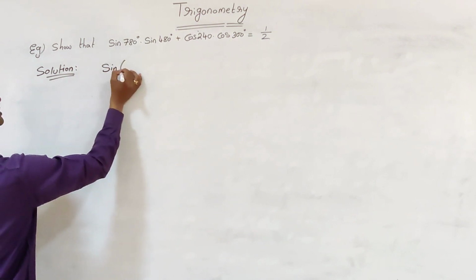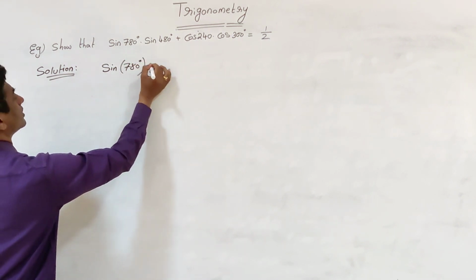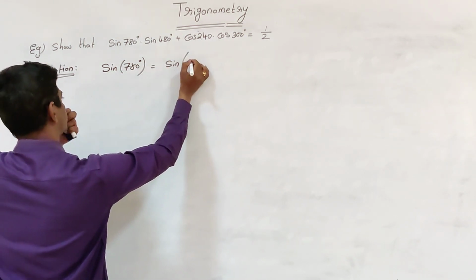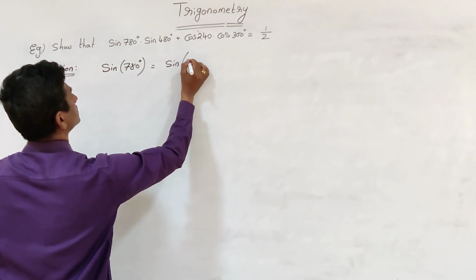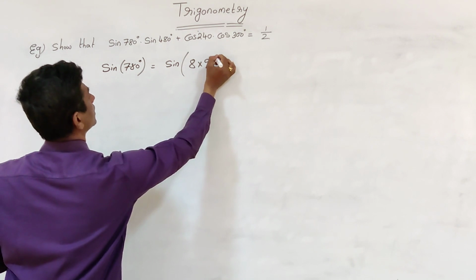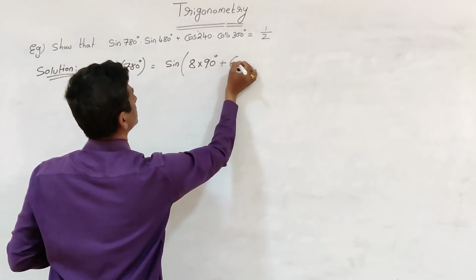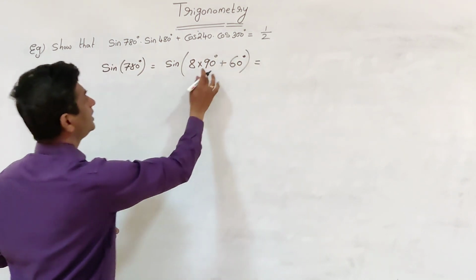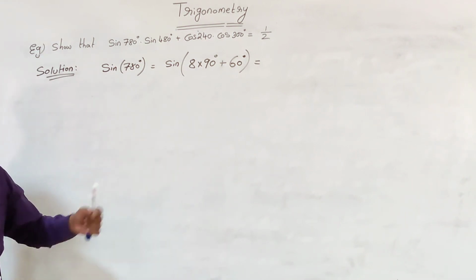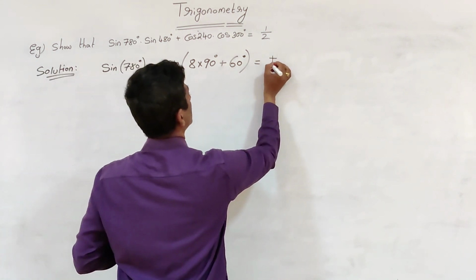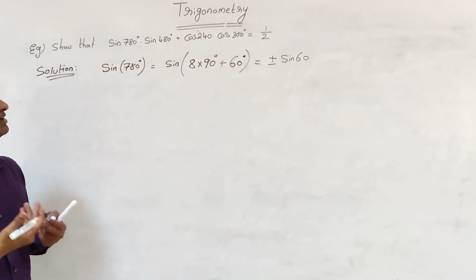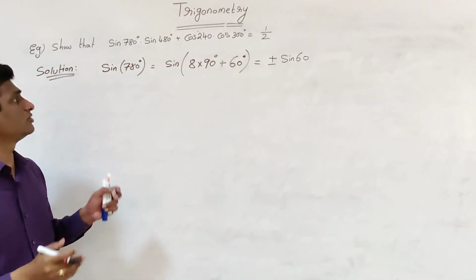Sine of 780 degrees means sine of 780, that is 8 into 90, which is 720 degrees, plus 60 degrees. 8 times 90 is an even multiple of 90, so the trigonometric ratio does not change. So it will be plus or minus sine 60. But whether it is positive or negative, we have to decide.